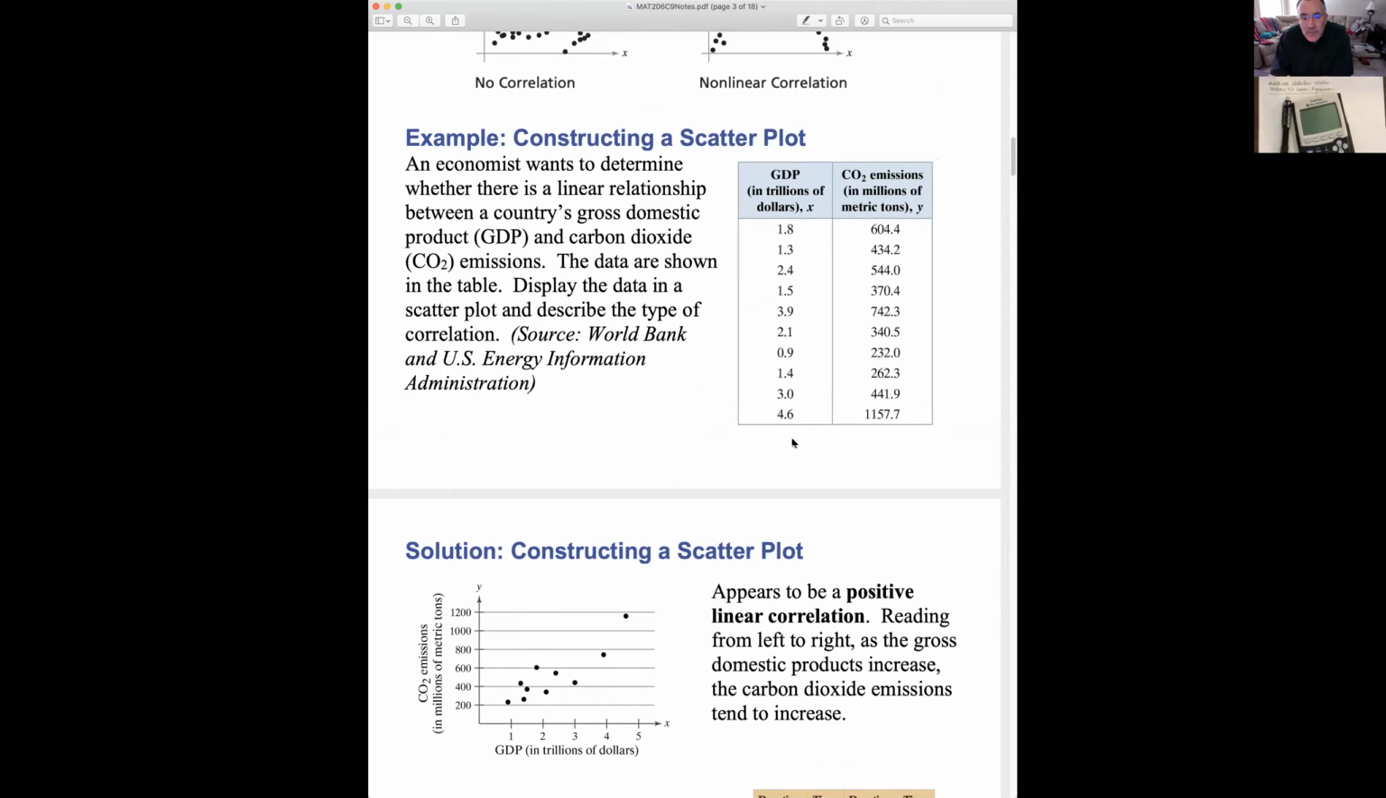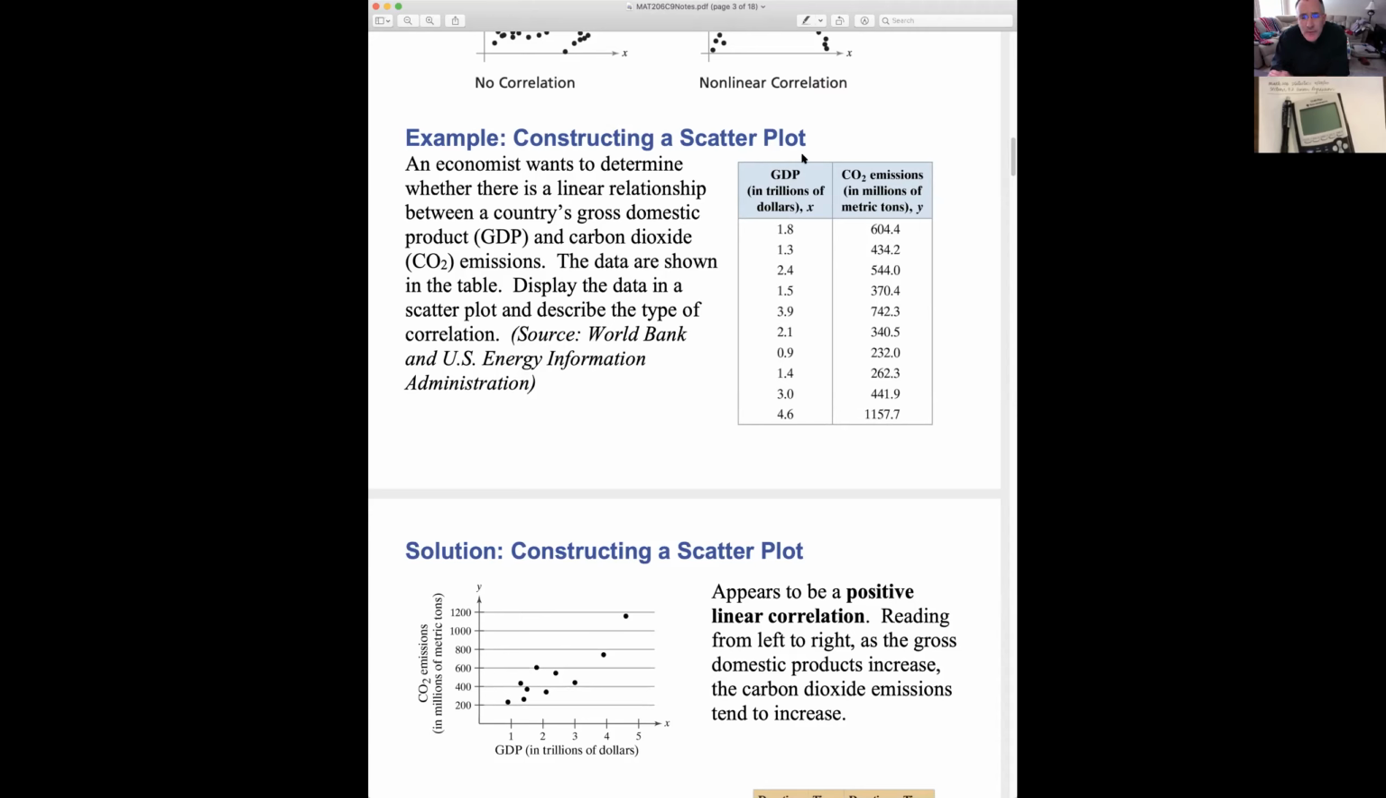How much is the country worth? How much are we producing? And then what kind of CO2 emissions is that country producing? We want to know, is there a relationship between these two things? And we suspect that there probably is.